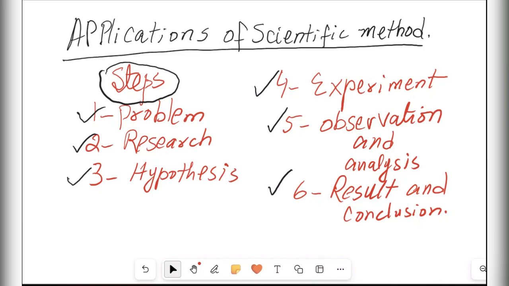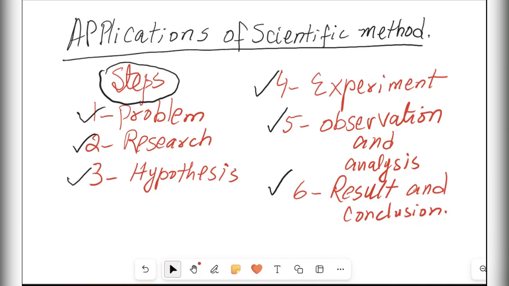Today we are going to practice the application of the scientific method. As of now, we know that there are 6 important steps of the scientific method. We will apply them one by one in a sequence in a realistic example.